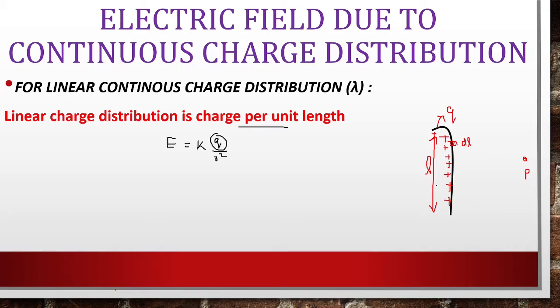So here this conducting wire has a length L and we are cutting this whole conducting wire of length L into small pieces of length dl. Okay, and we are considering that the total charge present in this dl length is dq.